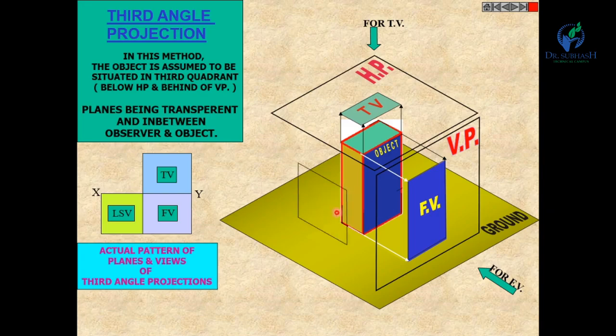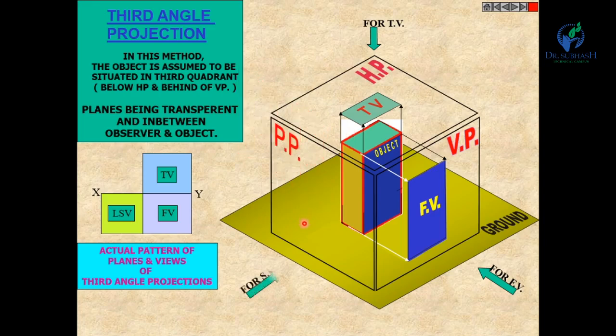In the third quadrant, and for the side view, the profile plane. Similarly here, this plane is in between the object and the observer, and the side view is here. You have to remember that in the third angle projection method, the front view is below the XY line, the top view is above the XY line, the left hand side view is left of the front view, and the right hand side view is right of the front view.